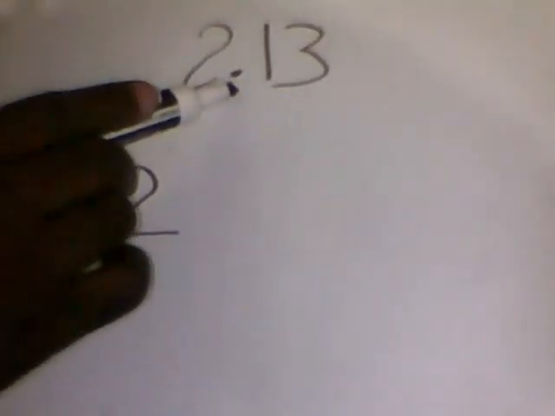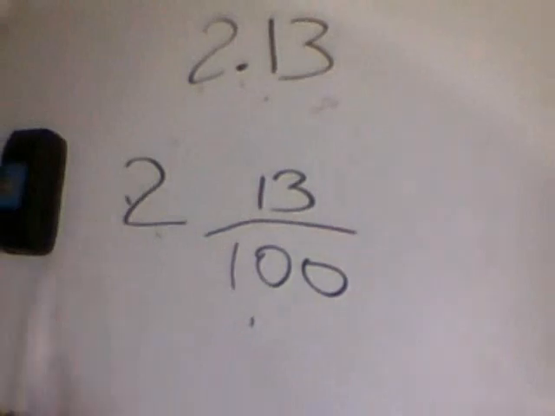Now let's try another one. Alright. This time we'll say 2.13. We're going to convert 2.13 to a fraction. Now 2 is a whole number here, so we'll have our 2 right here. The number that comes before the decimal point is a whole number. Now how many decimal places do I have? 2. So I need my 1 and my 2 zeros. And then I write my 13. Simple. 2 and 13 over 100.